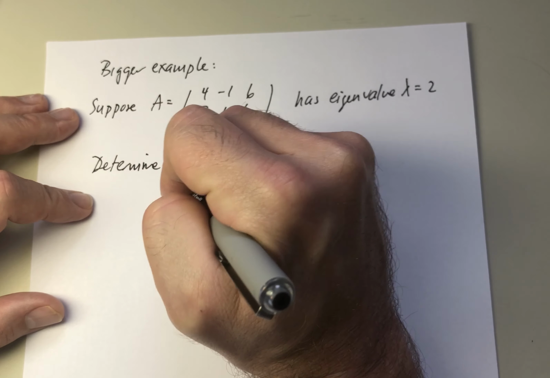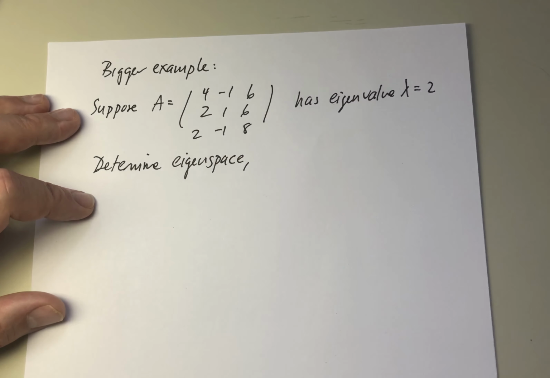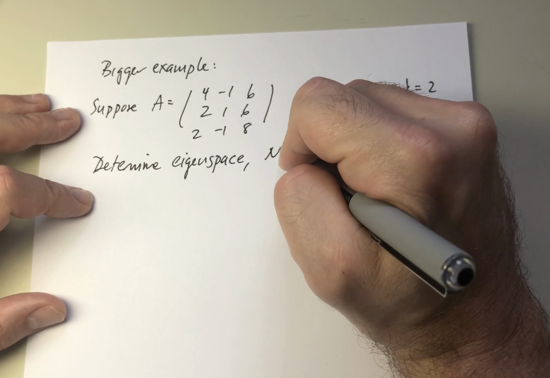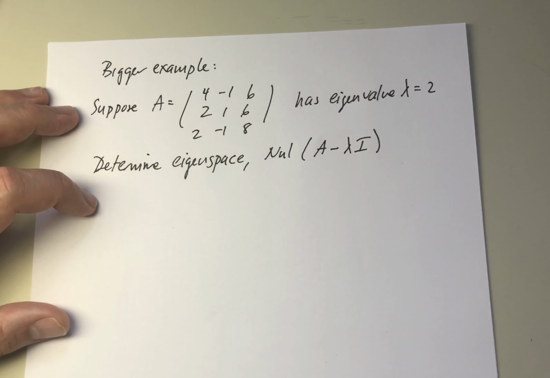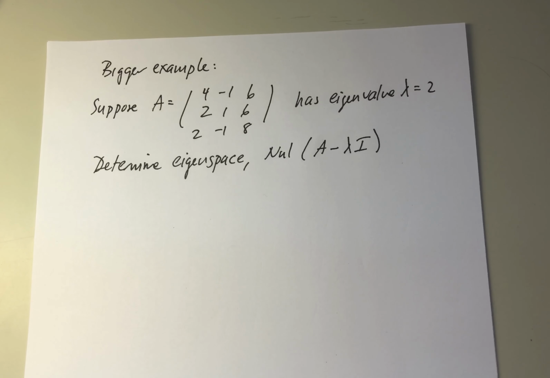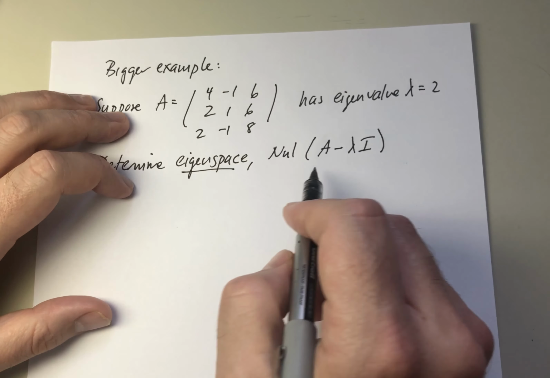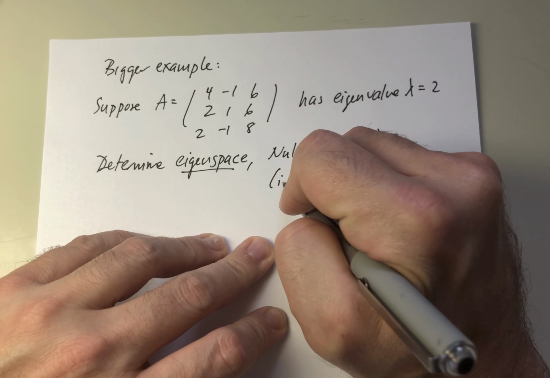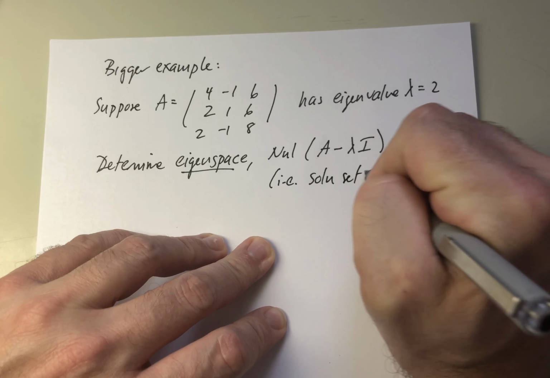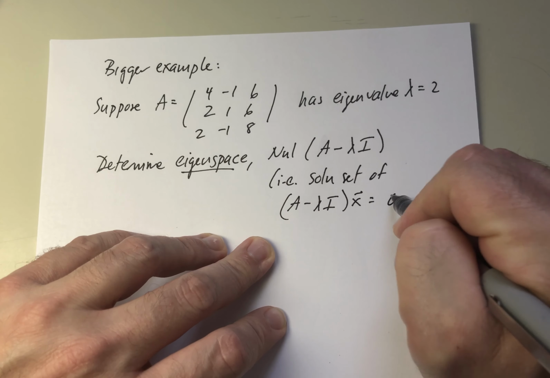I don't know if we've defined that yet. So the eigenspace by definition is the null space of A minus lambda I. This is what we talked about last time. I'll remind you when we work out this example, but we were looking for the solutions of a certain homogeneous system, i.e., the solution set of the homogeneous system A minus lambda I x equals 0.